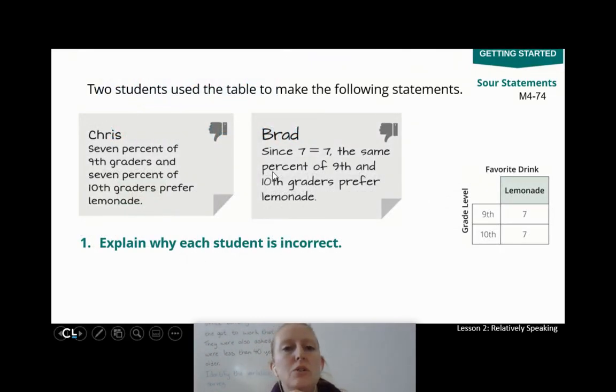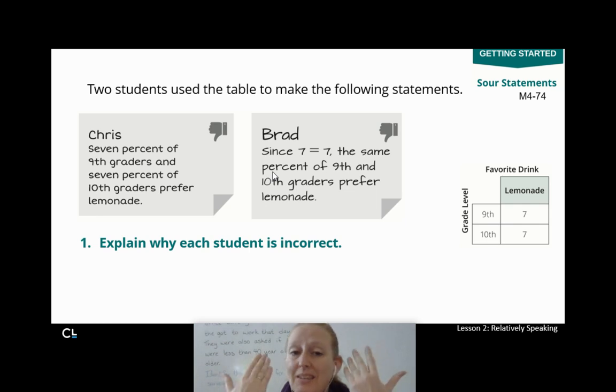2 students used the table to make the following statements. Chris said 7% of 9th graders and 7% of 10th graders prefer lemonade. Brad said, hey, since 7 equals 7, the same percent of 9th and 10th graders prefer lemonade. Can you tell me why each student is incorrect? Hit pause, jot down your thoughts, hit play when you're ready to check your work.